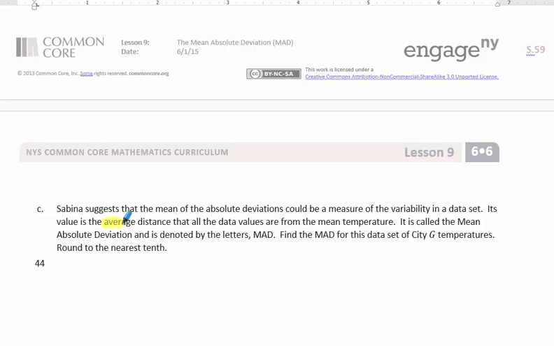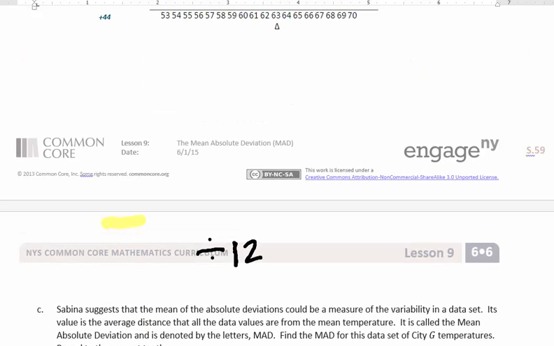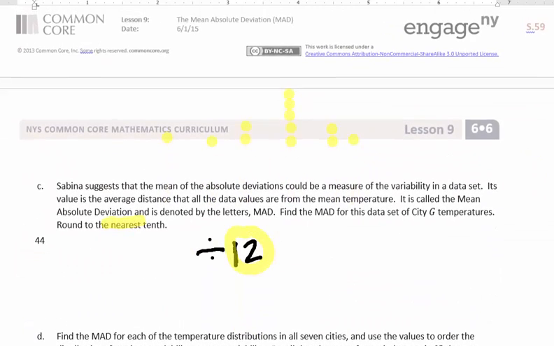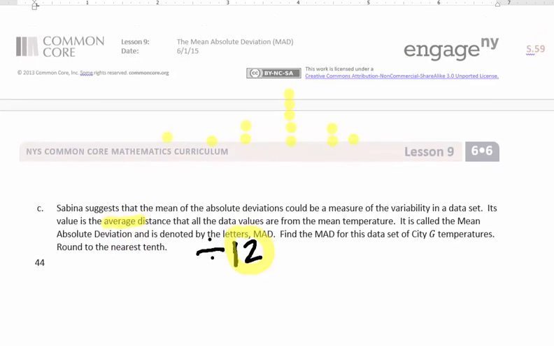Well, average means I add them all up, which I did, but then I have to divide. So I have to divide by what? I have to divide by the number that I added. I added 12 deviations. If I go back up here and check, how many data points were there? Well, there is 1, 2, 3, 4, 5, 6, 7, 8, 9, 10, 11, 12. So that's where this 12 comes from. So what do I have? I have 44 divided by 12. So I'm going to use my calculator.